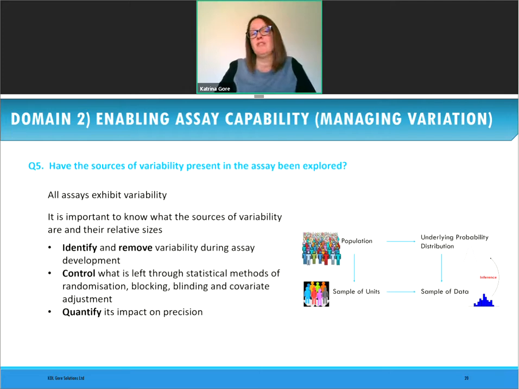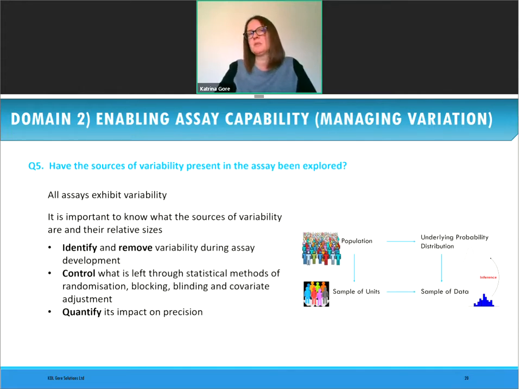You also should quantify its impact on the precision of your estimates. Everything we are doing, we are in the land of samples. You have experimental units, be they wells in a plate with cells in them, or the cell itself that you've clamped, or a bit of tissue, or an animal, or a person in a clinical trial.